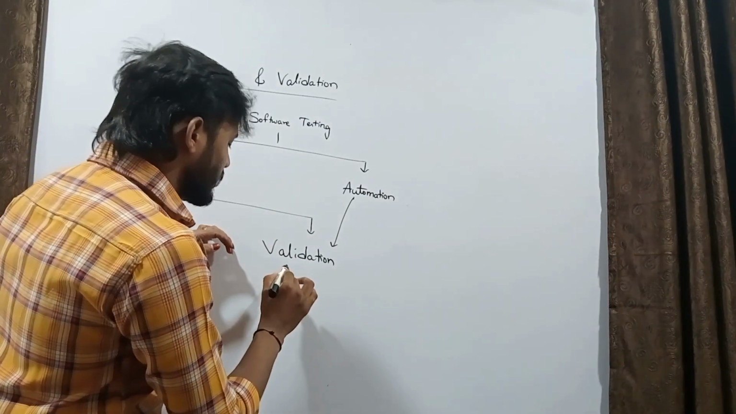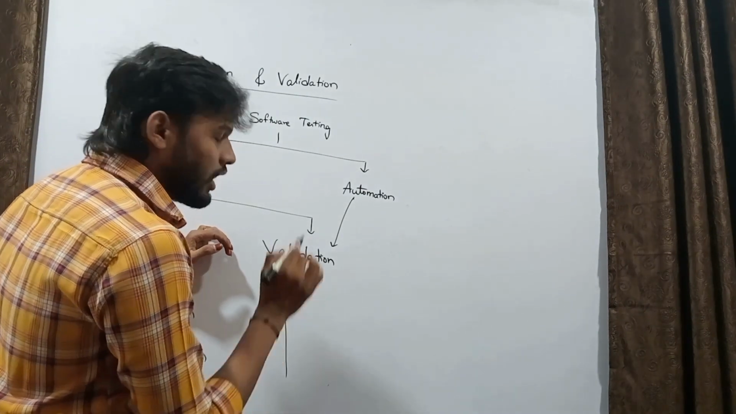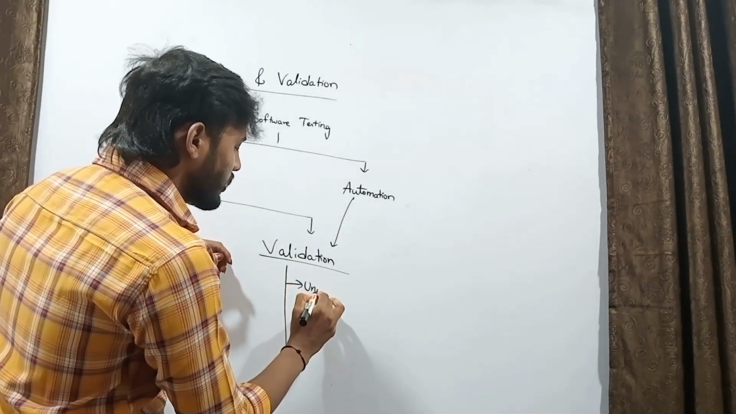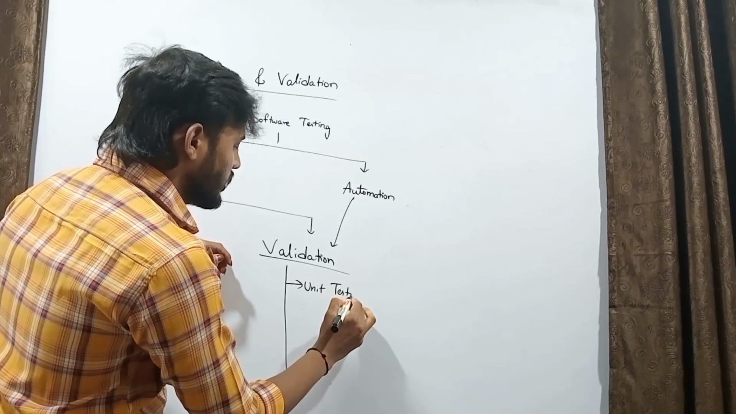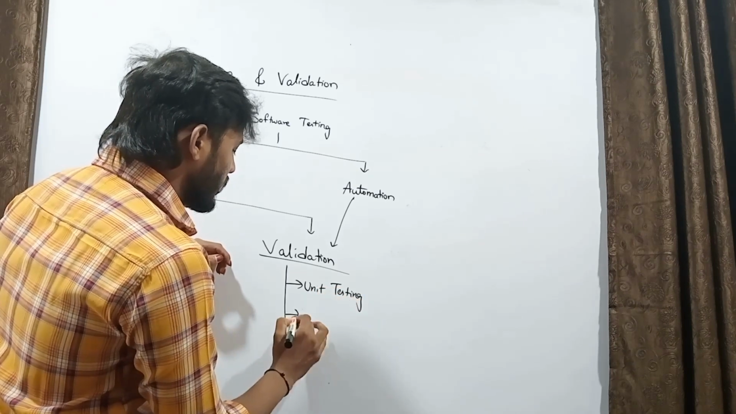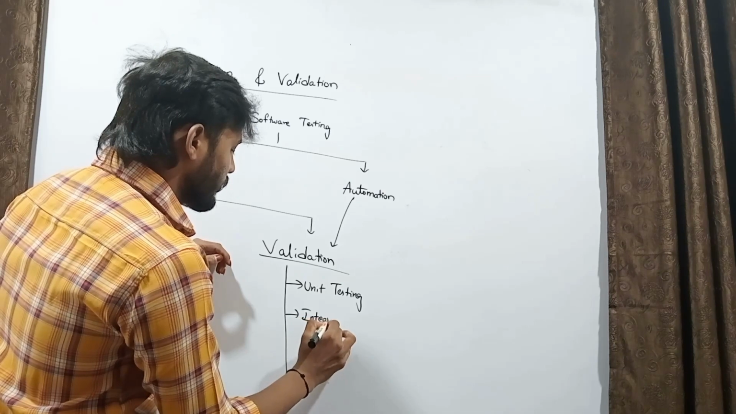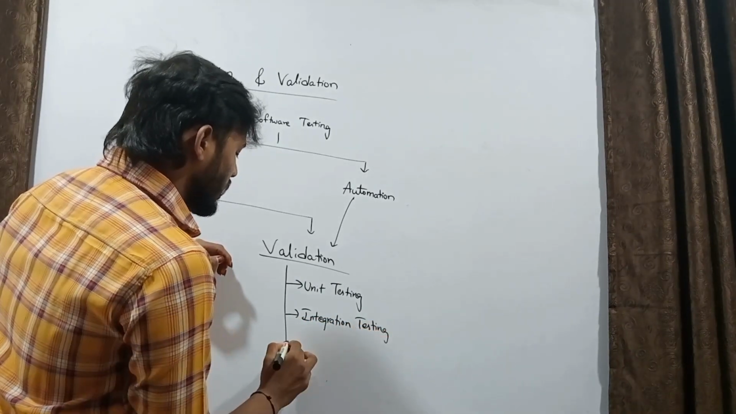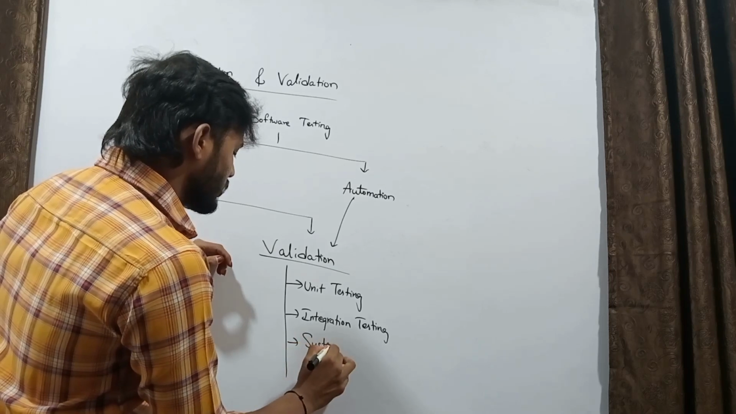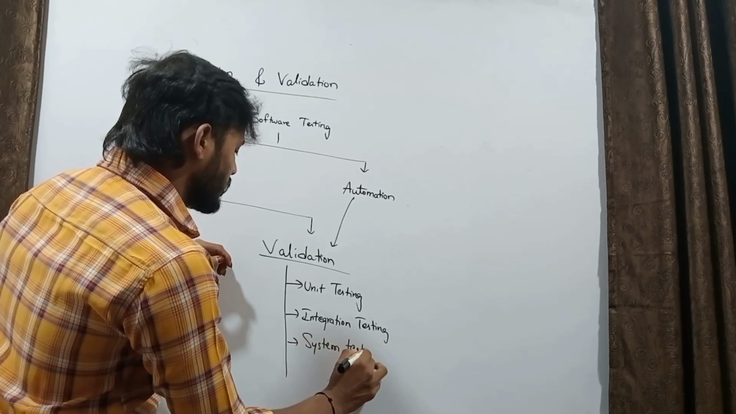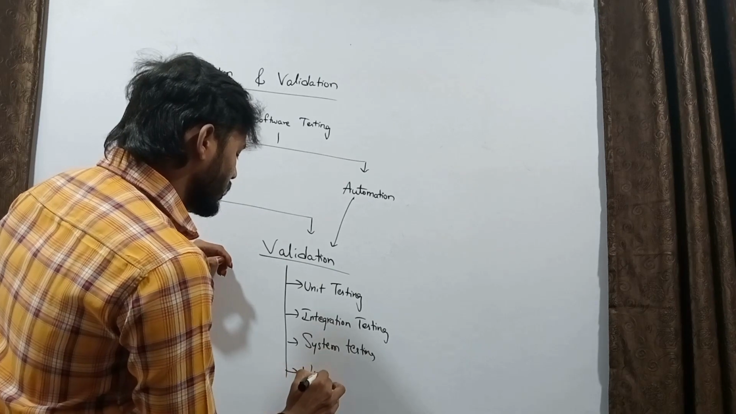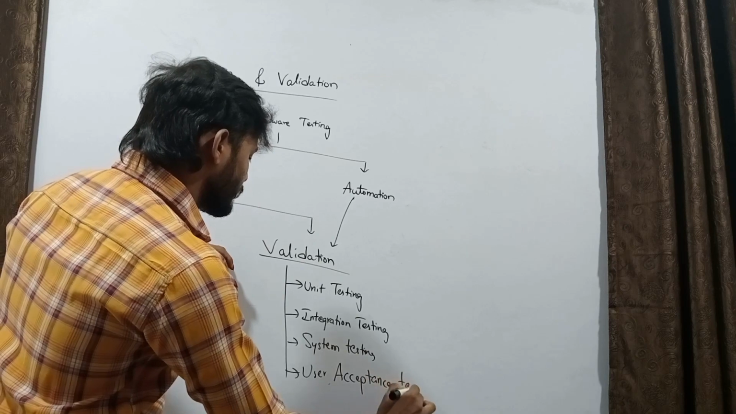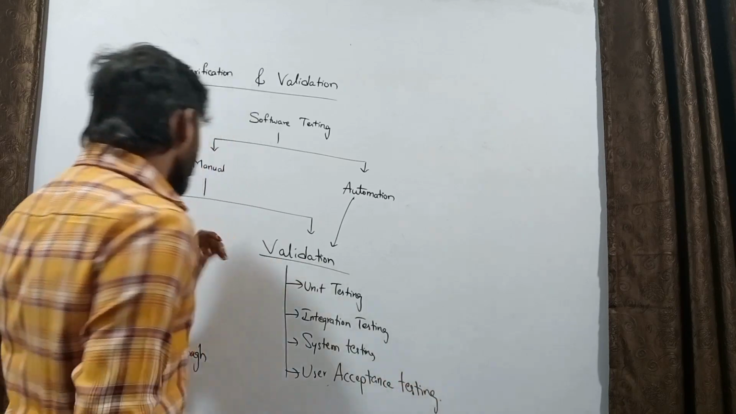Now coming to validation. Validation is followed by every organization in four levels: unit testing, then integration testing, then system testing, and the fourth level is user acceptance testing. Okay, so guys, this is the picture.